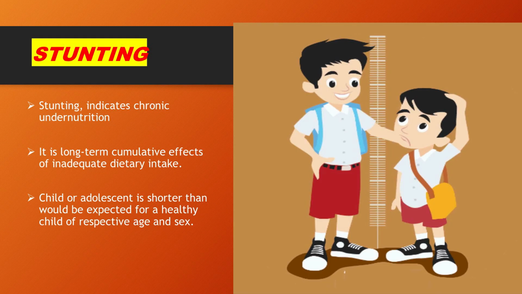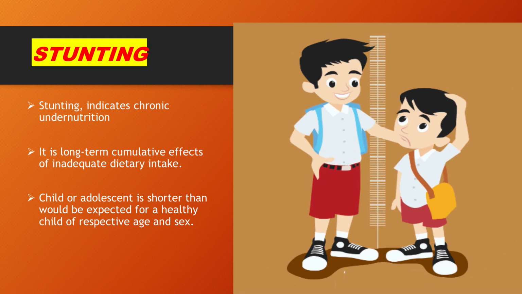Now, how is stunting identified? Stunting is identified by using the sex specific height for age index. Now, what does stunting reflect? As I have already told, it indicates chronic undernutrition. Then it is a long term cumulative effect of inadequate dietary intake, and third, that the child or adolescent is shorter than would be expected for a healthy child of that respective age and sex.